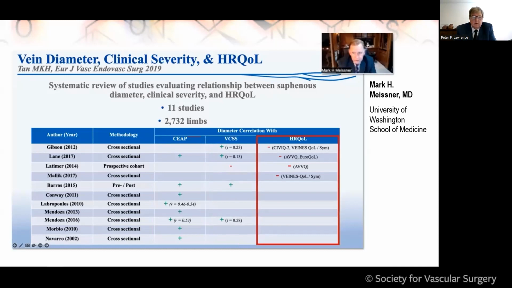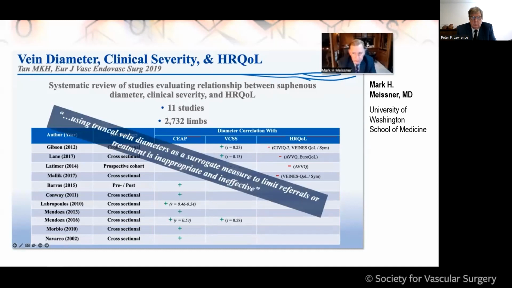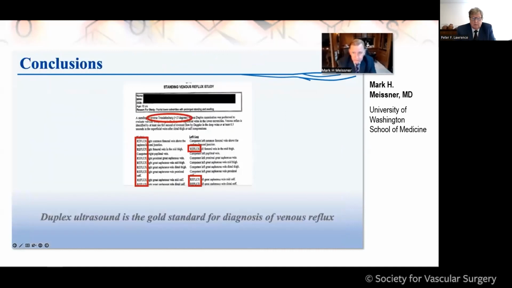However, none of the 4 studies evaluating a variety of quality of life instruments found any relationship between vein diameter and quality of life. As chronic venous disease is most often a quality of life disease, the authors concluded that using vein diameters as a surrogate measure to limit access to care is inappropriate and ineffective.